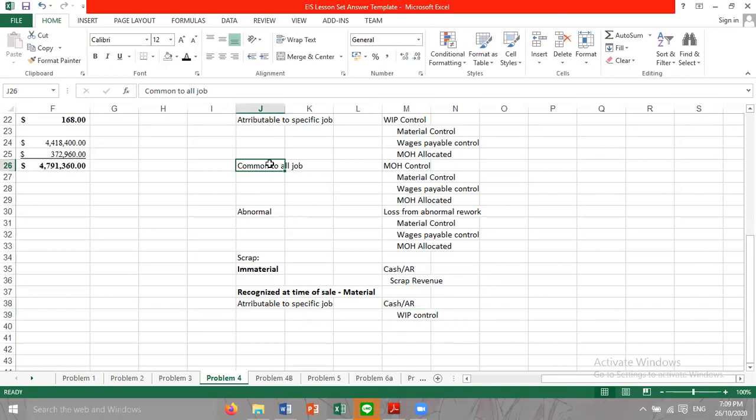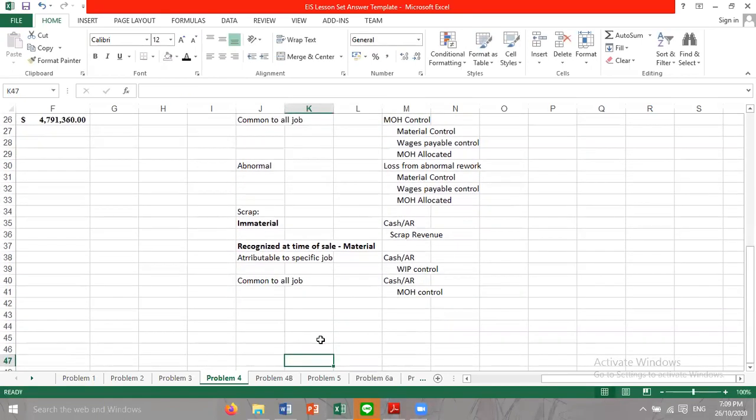However, there's also the case if it's common to all jobs. In principle, it's the same journal, except that instead of crediting or reducing the cost of a specific job, we reduce the cost of various jobs, or we reduce the MOH control. Now that's for recognizing at time of sale.